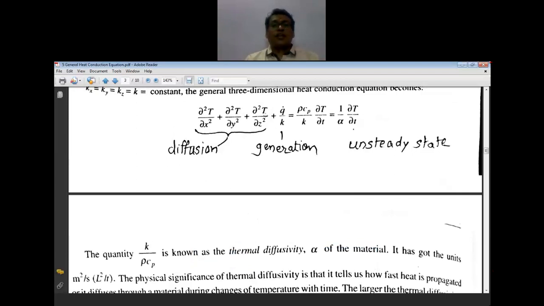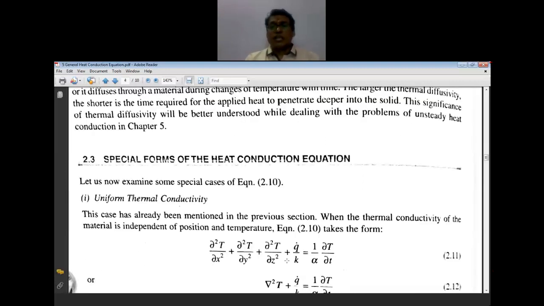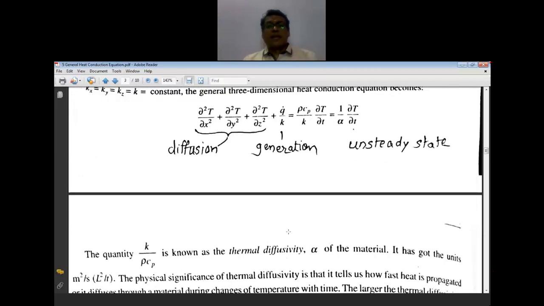So this is your diffusion term, delta square T upon delta x square plus delta square T upon delta y square plus delta square T upon delta z square. Then the generation term, Q dot upon K, and the unsteady state term, that is 1 upon alpha. Alpha is the thermal diffusivity, which is K upon rho Cp. And this is the unsteady state change in temperature with respect to time. After simplification, this is the general heat conduction equation.